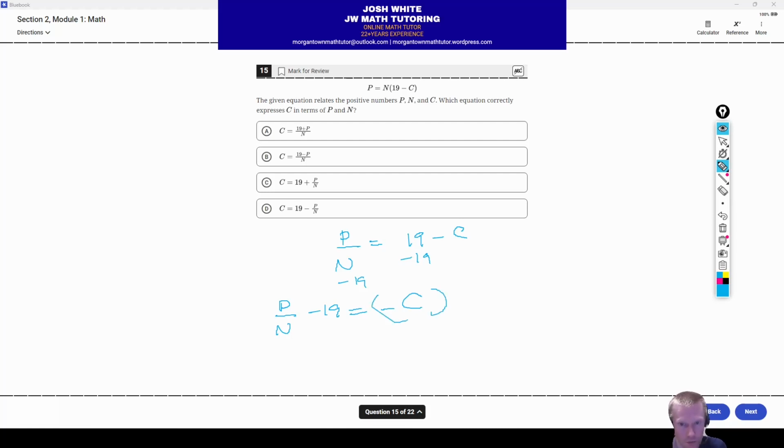So now we could just multiply by negative 1. That's going to flip the negative 19 to positive, and it's going to take this p over n and make it negative. Now, when we look at the answer choices, we can clearly see that D matches this perfectly.